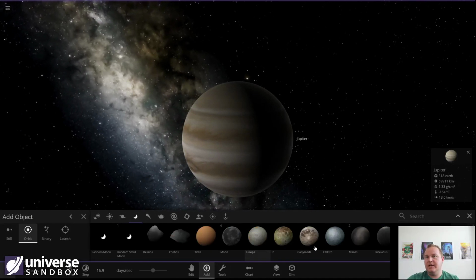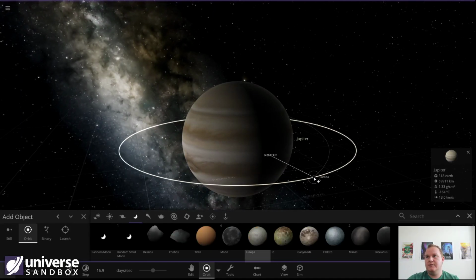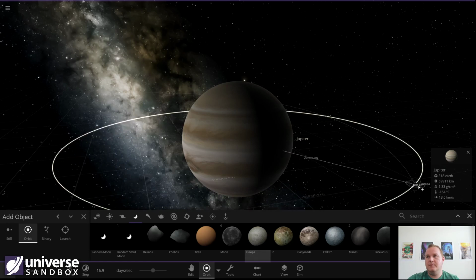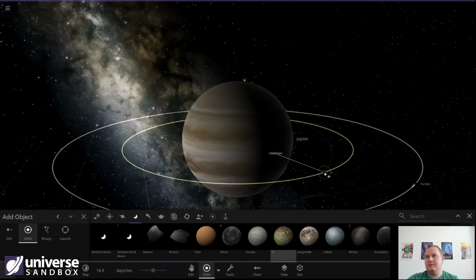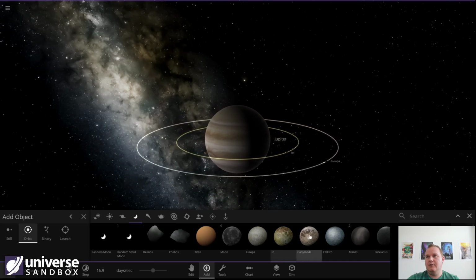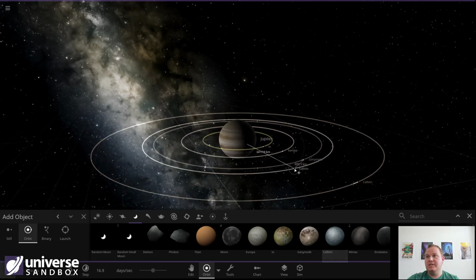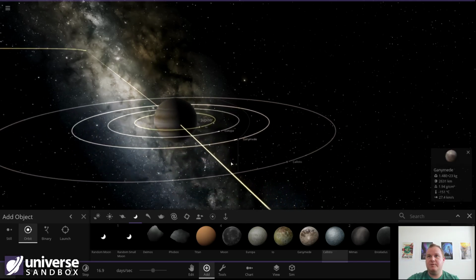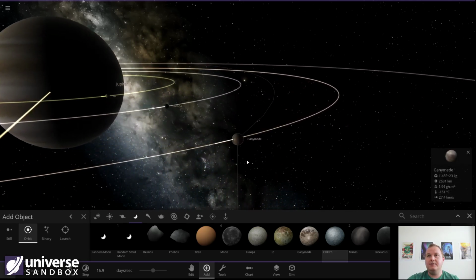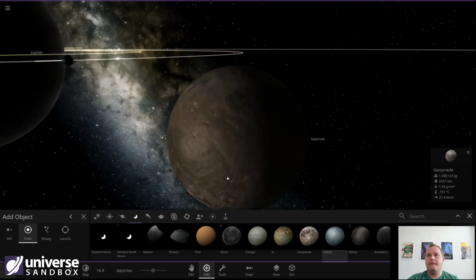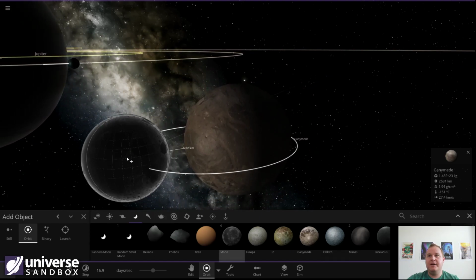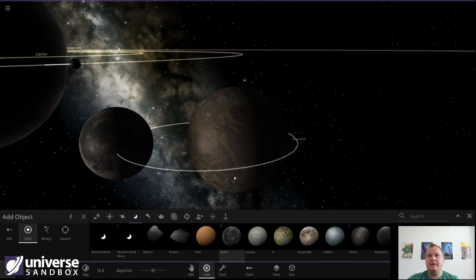And if we take a look, you can actually see, we'll just put them in. We're not going to get the distances right, but Io is the closest, Europa, Ganymede is the biggest moon in the solar system. And just to put things in perspective for you, if we look at Ganymede up close, there it is. Ganymede compared to Earth's moon is quite a bit bigger.